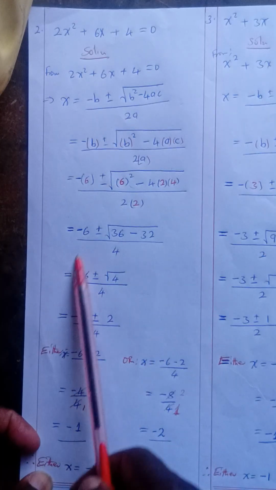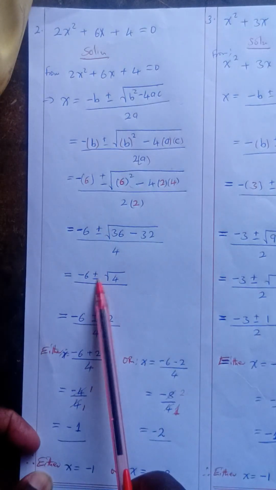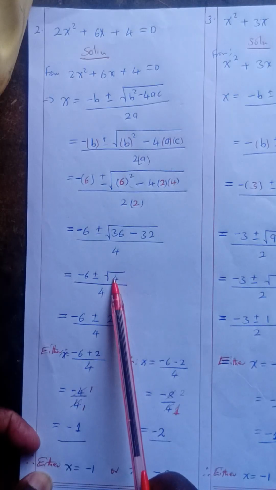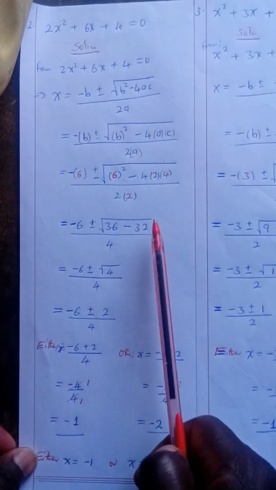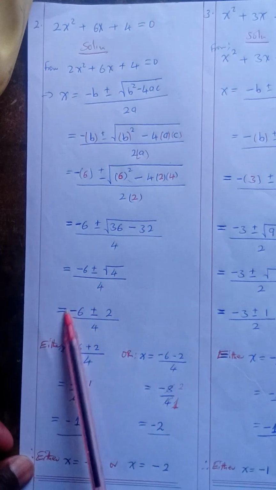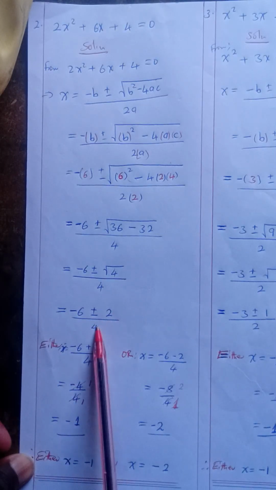Now in this next step, we copy this negative 6 here, plus or minus would be here. Then 36 minus 32, we get 4. Inside the root, there is still 4. Then everything out of 4. Then in the next step, we have negative 6 plus or minus 2 out of 4.